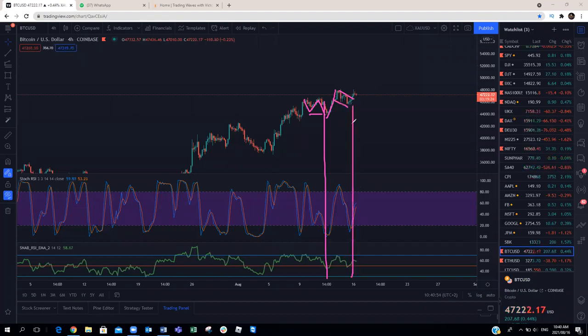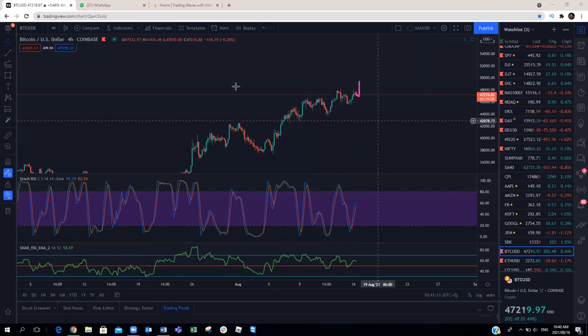Expect continuation to the upside. RSI is still above 50, so we are going to expect Bitcoin to reach 50,000 even in the next couple of sessions. So we should see more upside here. That is what the indicator is showing us, that we're going to see more upside here. 50,000 is now within reach as far as Bitcoin is concerned.